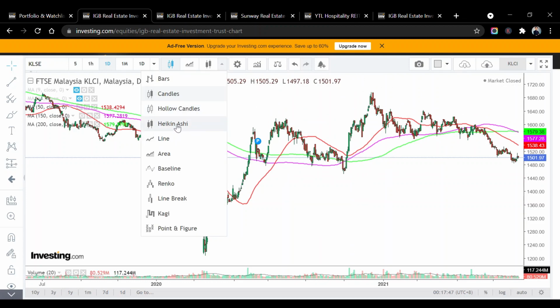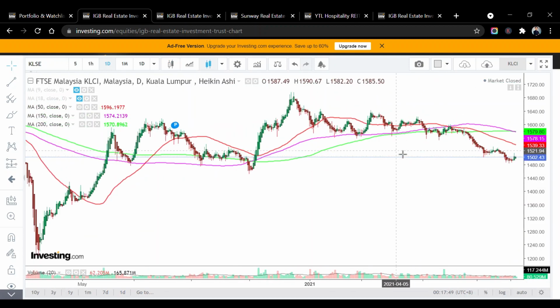If you look at the Heikin Ashi, you can see since June it has been going down all the way, and then during July, about 2 to 3 weeks, the price has been stagnant, and then it went down again. Now it has tried to go up a little bit.